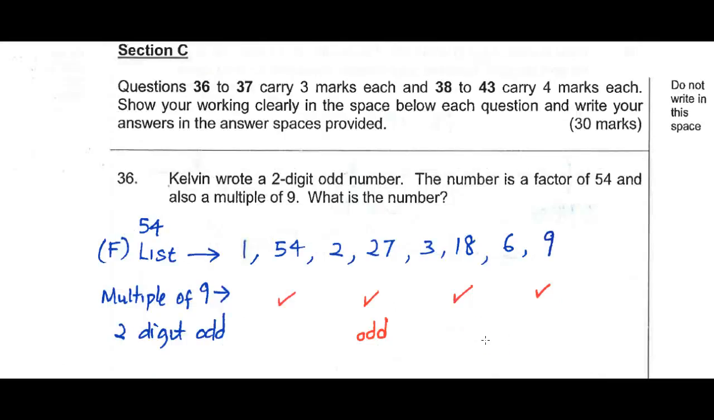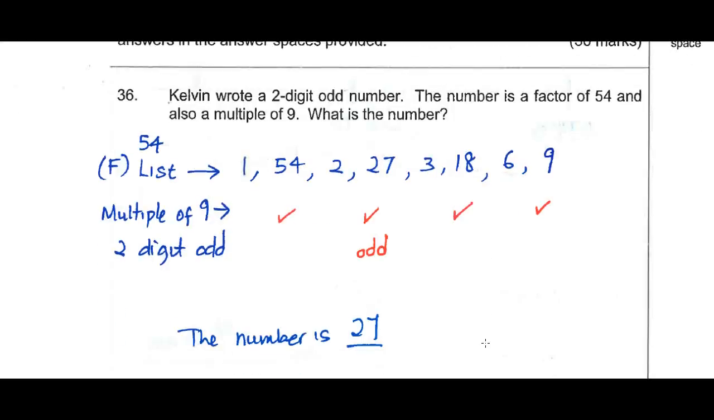Next, section C. Okay, Kelvin wrote a 2-digit odd number. The number is a factor of 54. Now, very important to get the proper marks, list down the factors of 54. Okay, 1 times 54, 2 times 27. Now get used to this listing. 3 times 18 and 6 times 9.